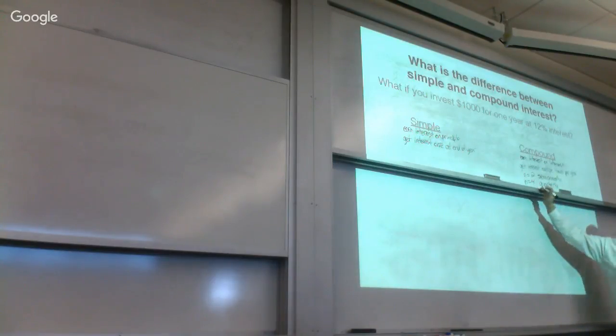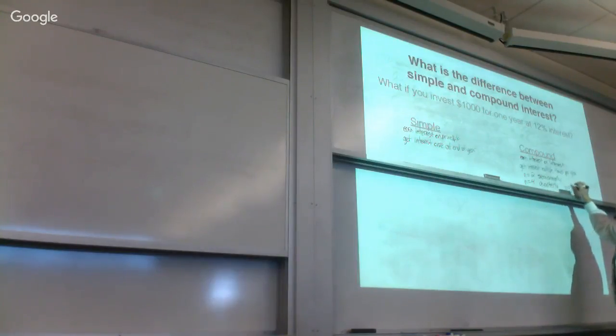Now, do we have n equals 5? Something that happens 5 times a year? No. What about n equals 6? What if it happens 6 times a year?